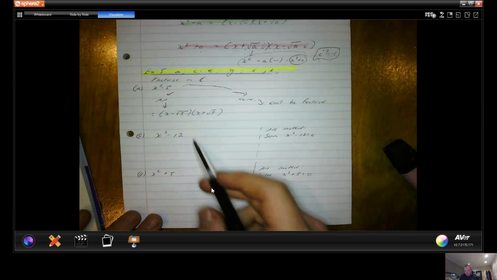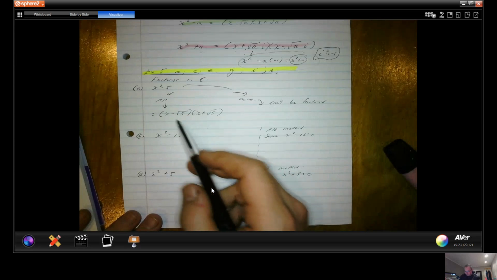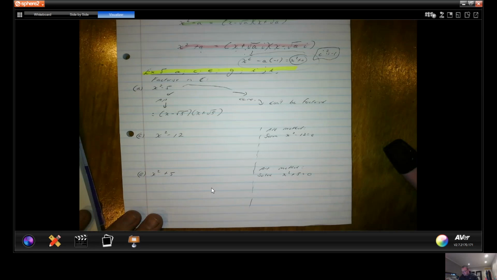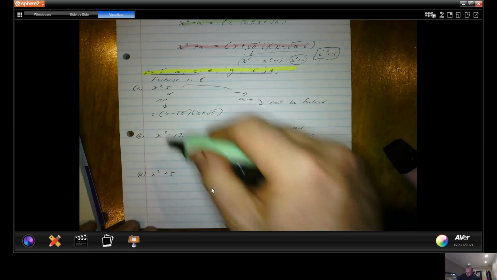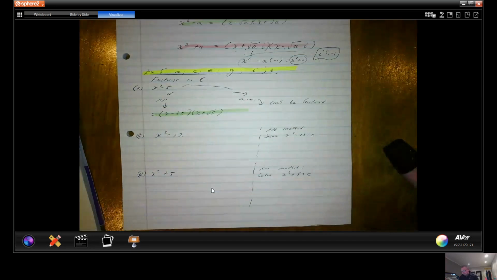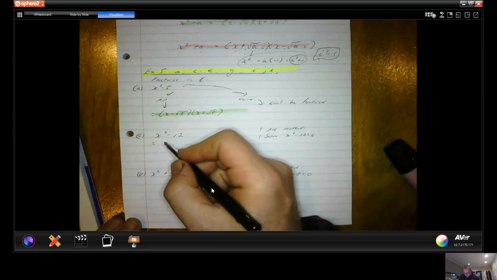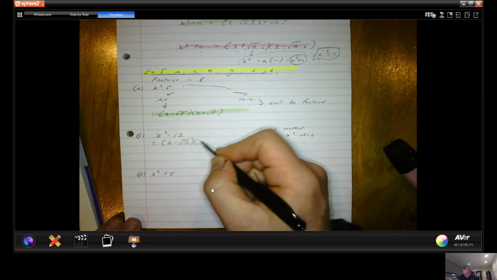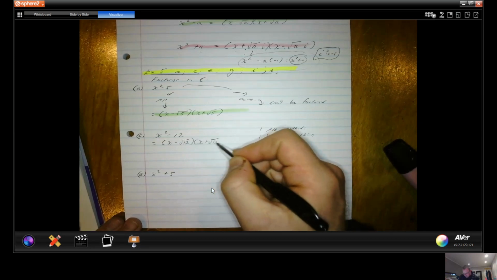If you times it back out, you'd get x squared. Those cancel out. Root 5 times root 5 is 5. So there is your solution. x squared minus 5 factorizes to x minus root 5, x plus root 5. x squared minus 12 would be the same kind of logic. It would factorize to x minus root 12, x plus root 12.